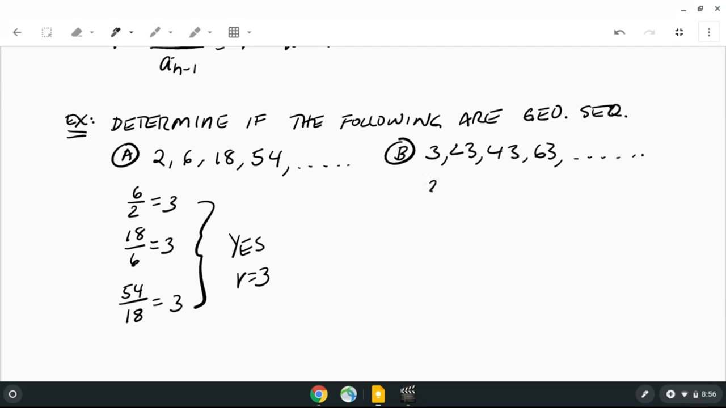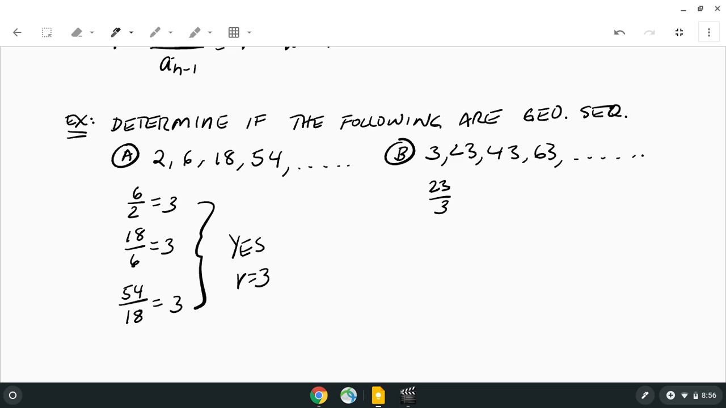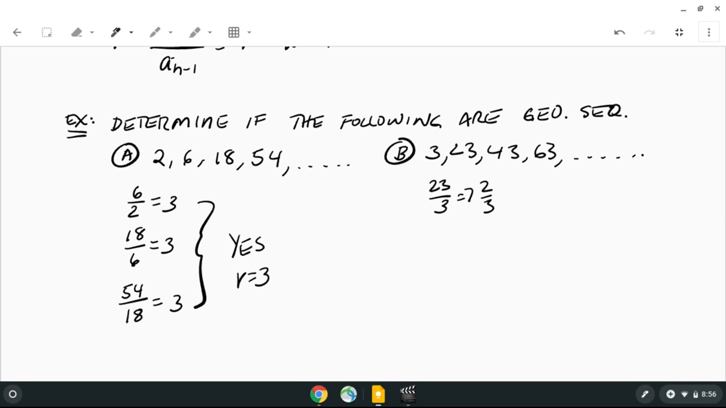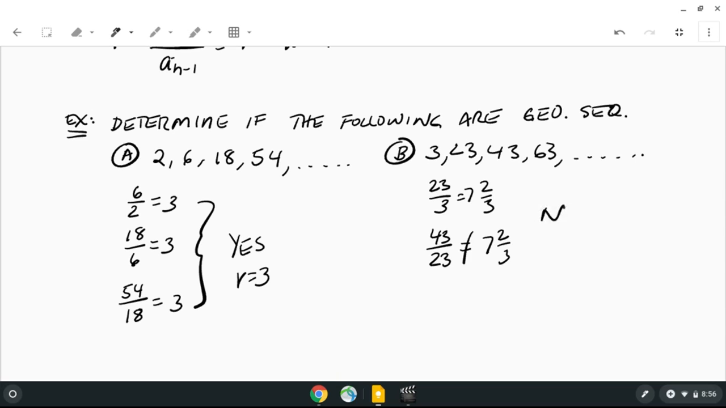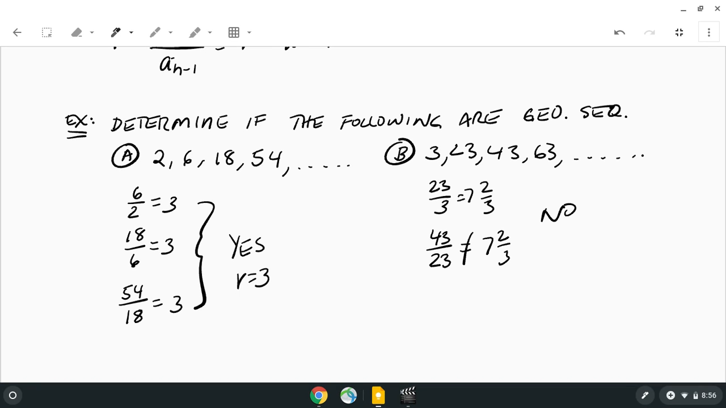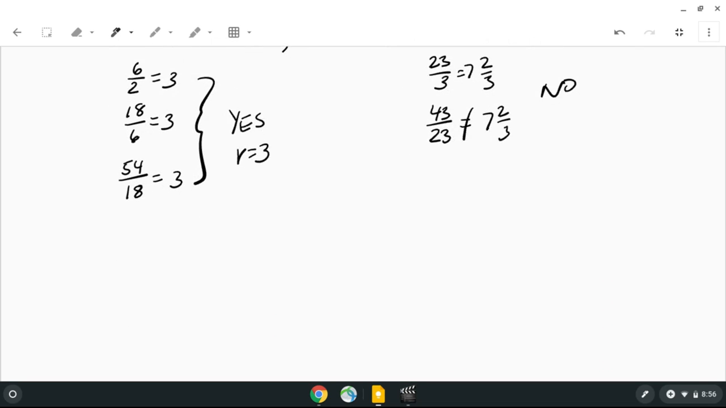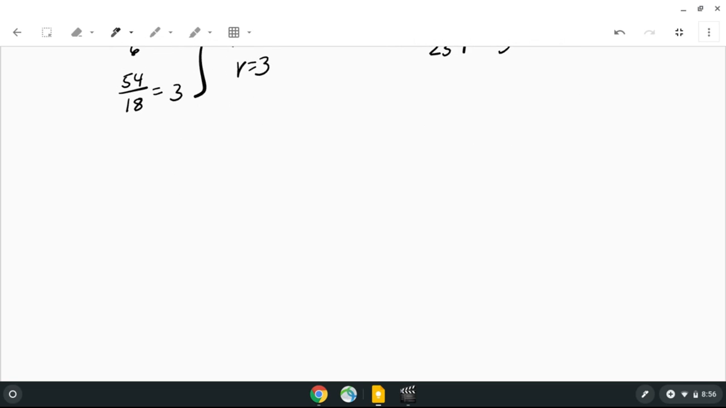Okay, this one over here, 23 over 3, whatever that turns out to be, 7 2/3. Okay, 43 divided by 23, and that's not the same. Well, whatever that is, it's not 7 2/3, right? So we can stop right there, and this would be a no. Okay, that one is actually arithmetic. We see that we keep adding 20 to get the next term.